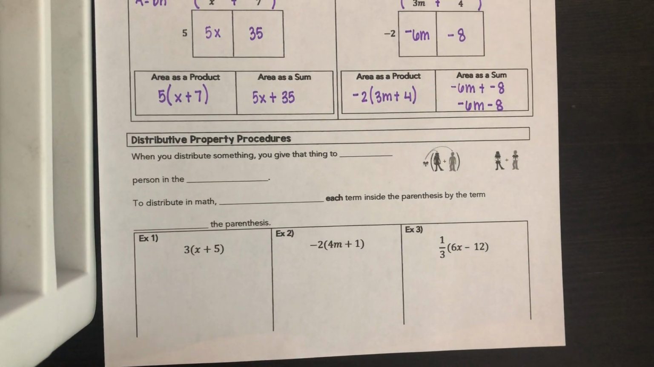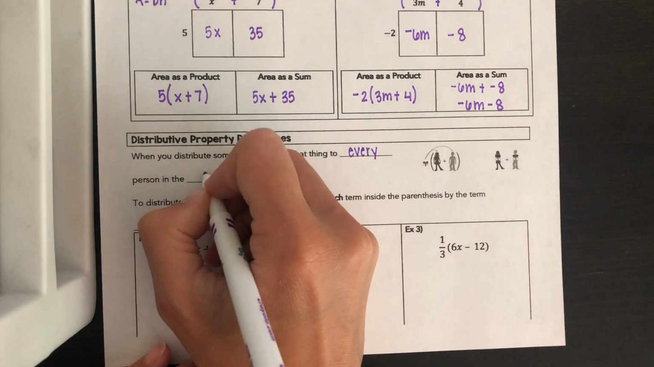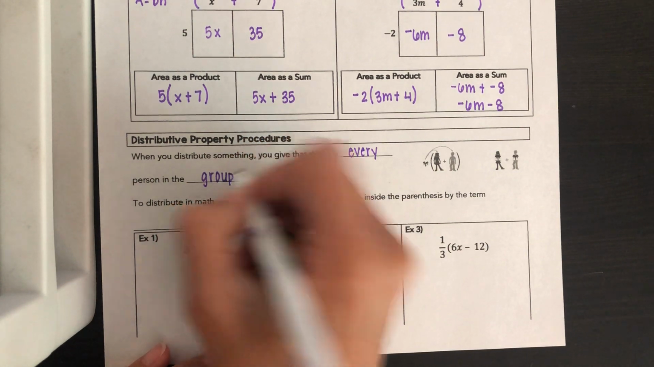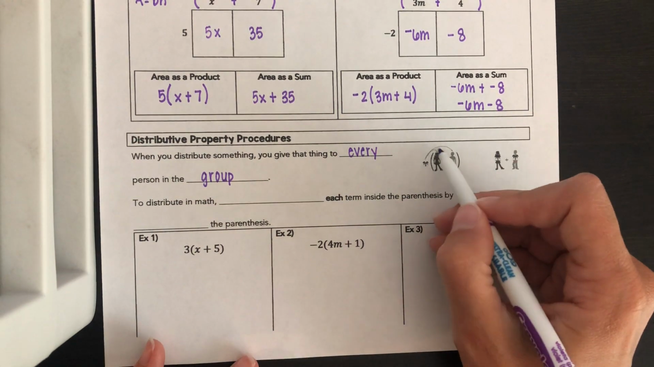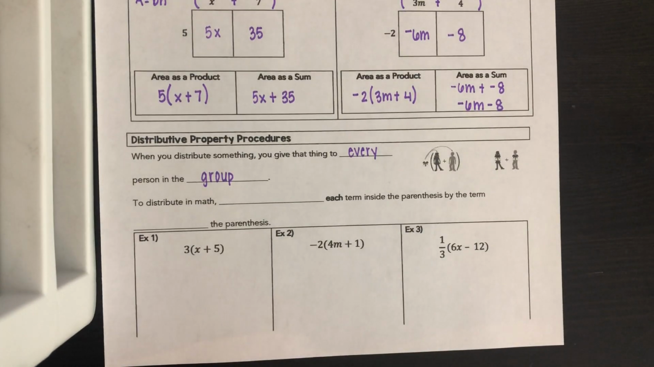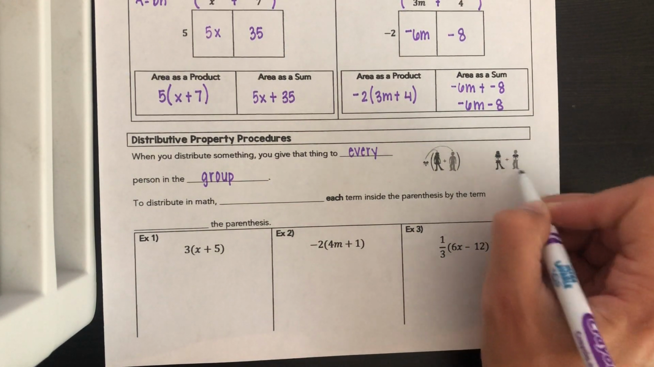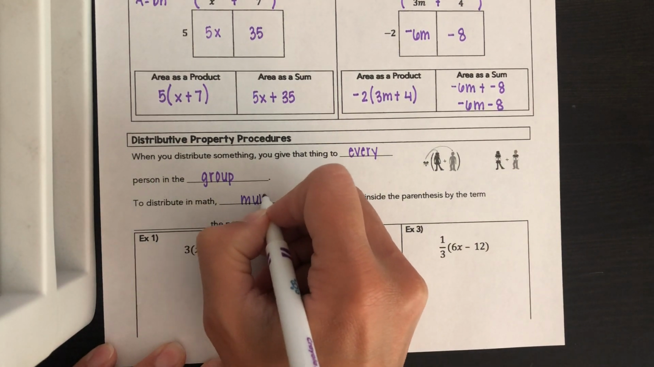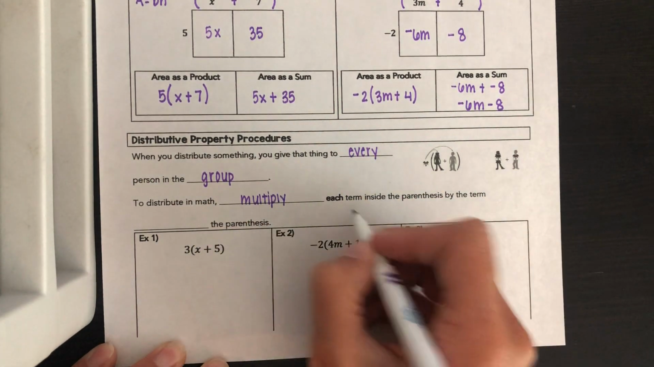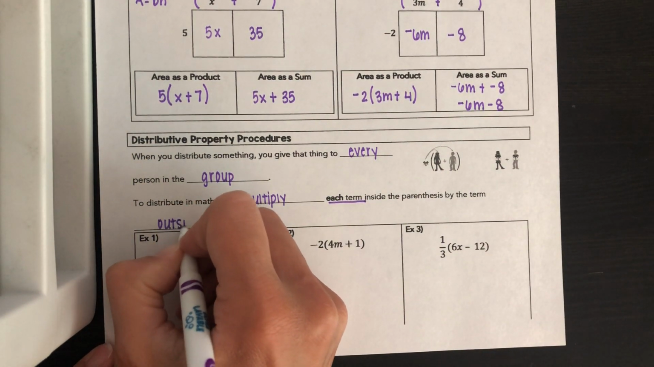So in general, when you distribute something, you give that thing to every person in the group. So it wouldn't be very nice of us if we had a present and we just gave it to one person in the group. So to be fair, we're going to give that present to everybody in that group. And once we give a present to everybody in the group, we have a person with a present and then another person with a present. Math is not much different. To distribute in math, we simply multiply each term that's inside the parentheses by the term outside the parentheses.